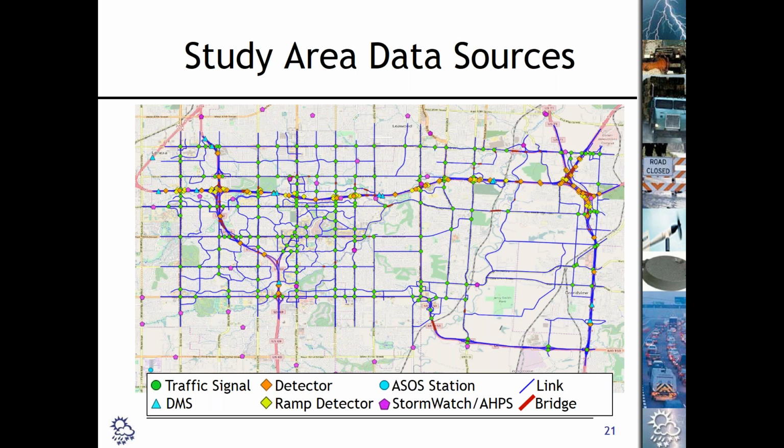So this is an overview of the area of Kansas City where we deployed the project and where we're getting data from. As you can see on the legend, we're getting data from traffic signals. There's over 200 of those. Traffic detectors, again, there's over 150 detectors on the roadway system, plus another 50 or so on ramp meters. We're getting data from ASOS stations. We're getting data from the dynamic message signs, again, data from the ramp meters. We're getting data from Stormwatch, or Advanced Hydrological Prediction Systems. We're getting data from the bridges. And in order to do this, the traffic demand model had to break everything down into links and nodes, and we have over 2,000 links and between 800 and 900 nodes. Next.